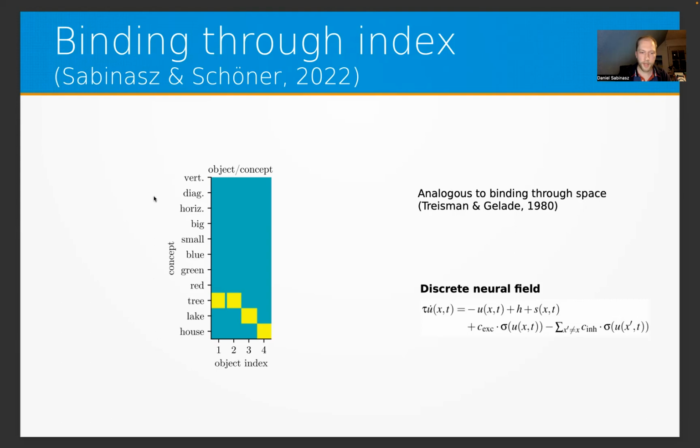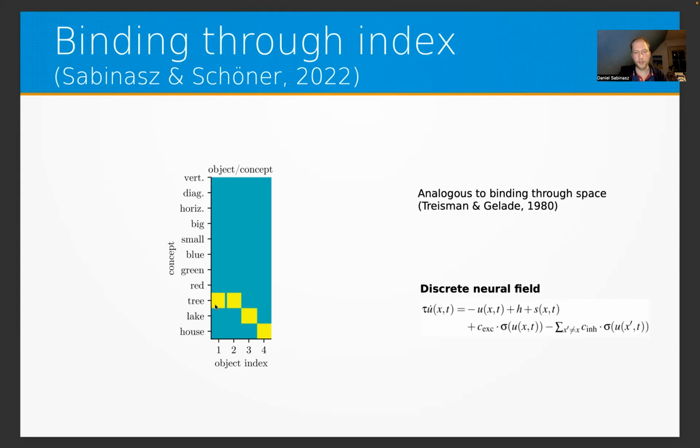And the second dimension over which this 2-dimensional field is defined is a discrete concept dimension. That dimension has as its possible values the different concepts: house, lake, tree, red, green, blue, and so on. And what this field, which we call the object concept field, does is it enables us to bind objects to concepts by virtue of inducing a peak at the respective object index and the respective concept.